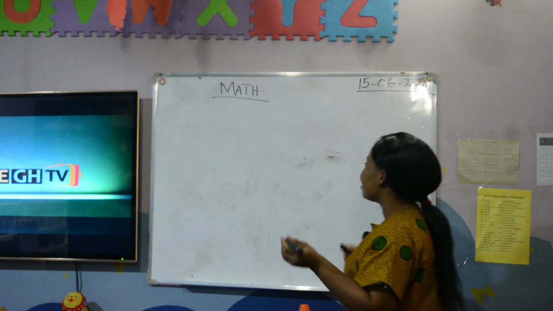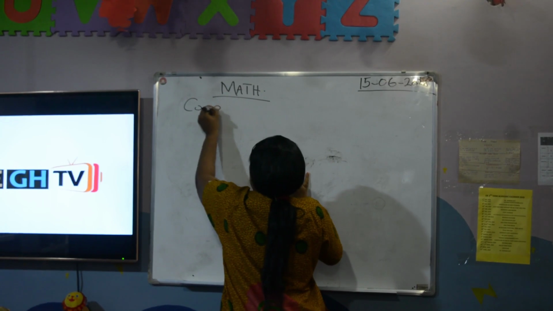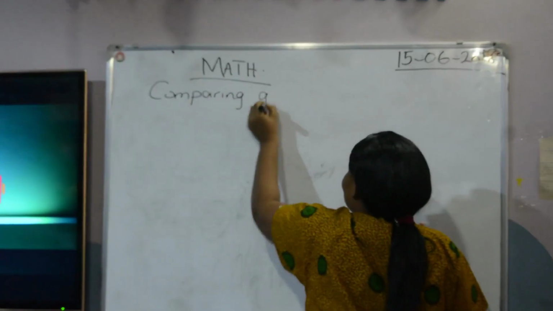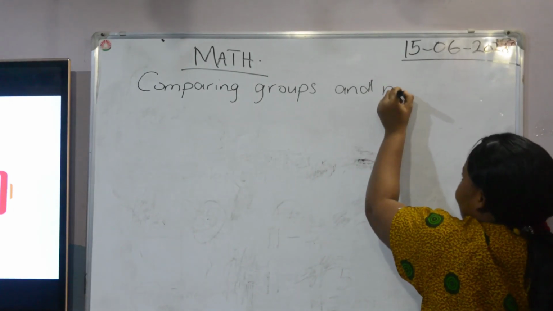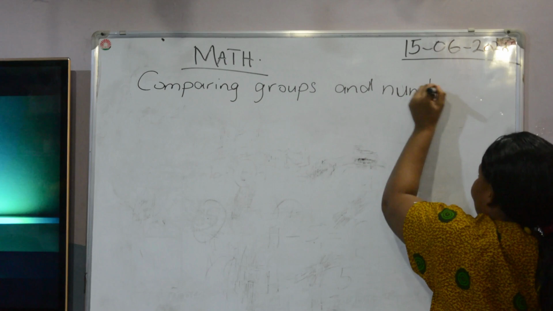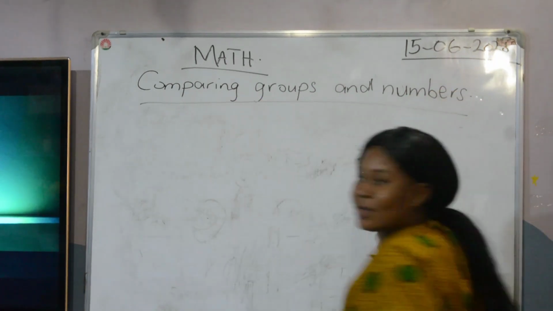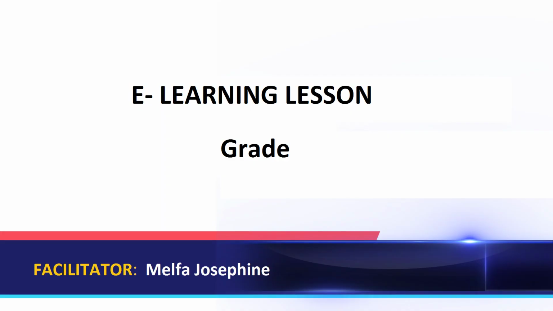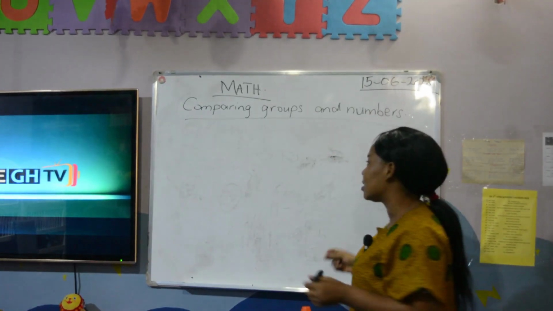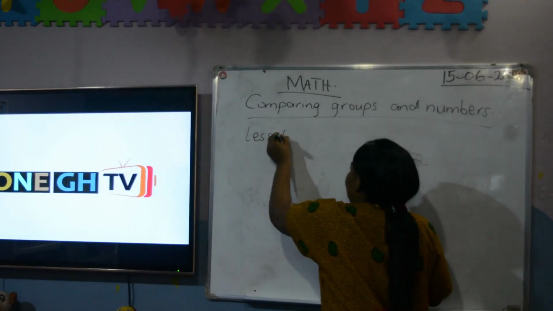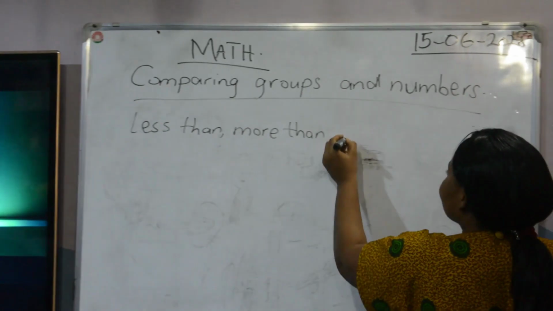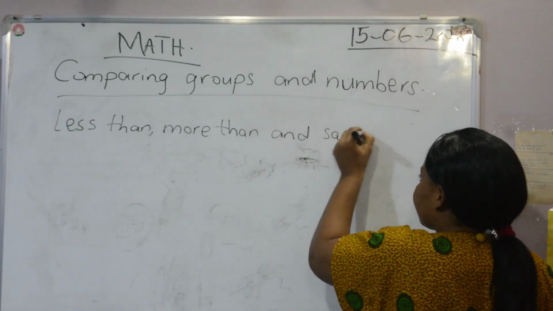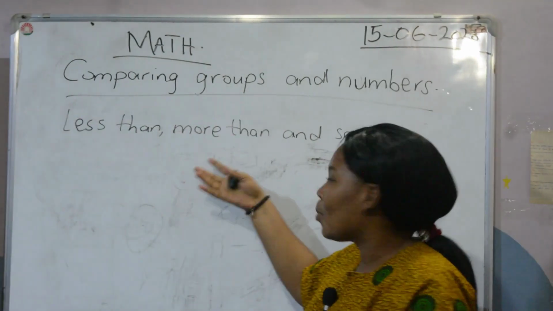That is comparing groups and numbers. So in comparing groups and numbers, we will use less than, more than, and same as. Less than, more than, and same as.